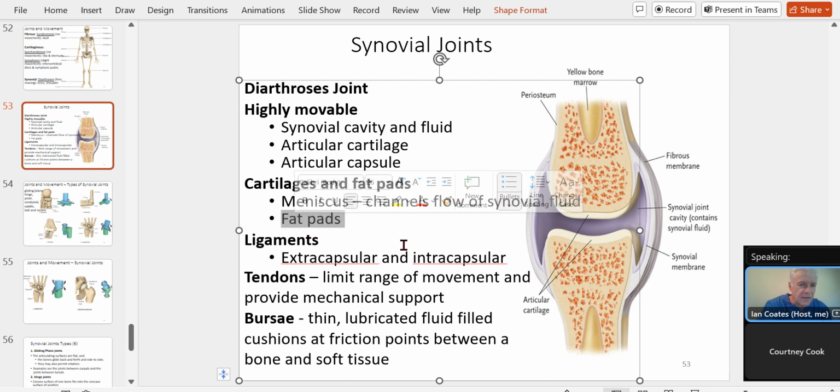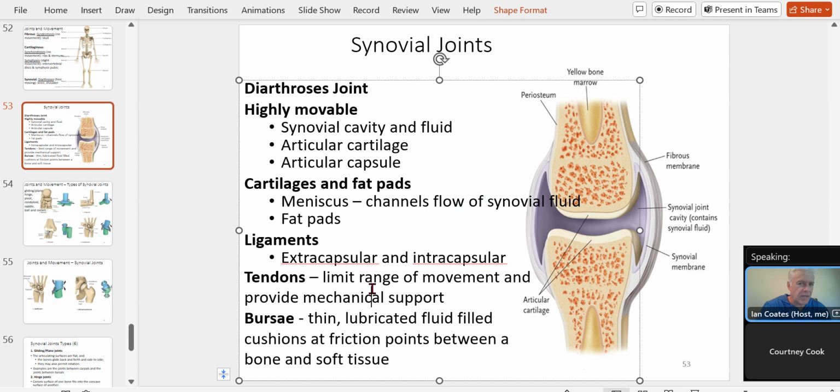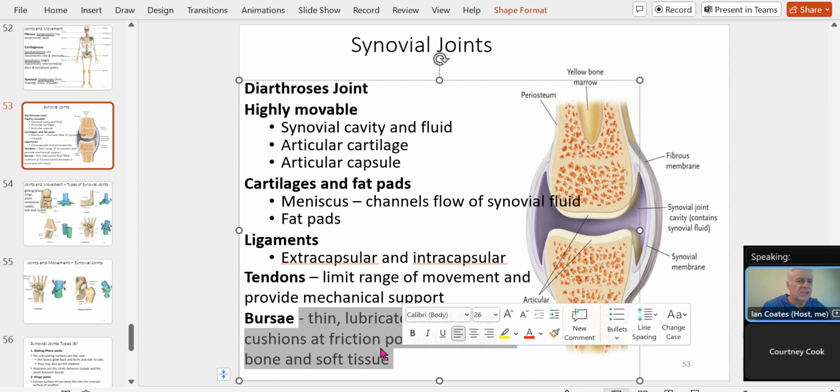Sometimes, if you work on your knees, like cleaning floors or something like that, you'll see fluid in here. If you're working on your knees, you'll get what's called a bursa, a buildup of fluid. It's just an irritation. You're putting too much pressure on the joint in a particular area, so it will produce this little bubble. Ligaments, tendons. We'll get more into those when we get into muscle next week, and what they attach to. Bursa: a thin, lubricated, fluid-filled cushion at the friction point between bone and soft tissue.